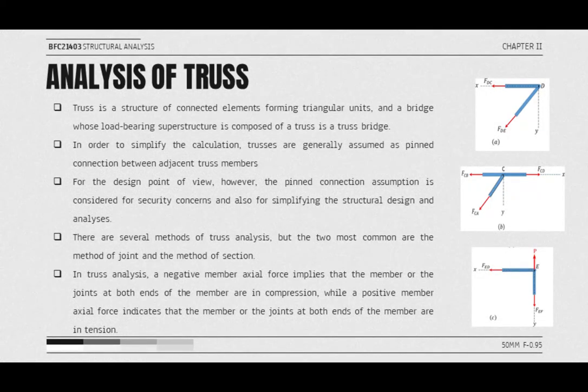There are several methods of truss analysis, but the two most common are the method of joints and the method of sections. In truss analysis, a negative member axial force implies that the member or the joints at both ends of the member are in compression, while a positive member axial force indicates that the member or the joints at both ends of the member are in tension.